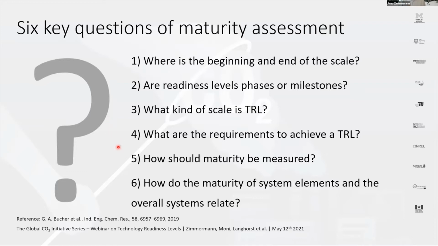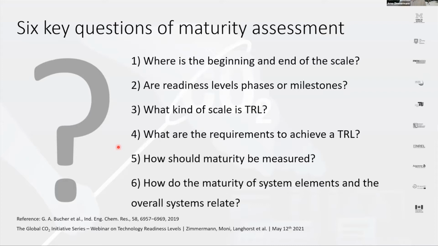What are requirements to achieve a TRL? And also the next question, how should maturity be measured? This is interesting because there's a lot of discussion about that, and we've seen it a few times in industry projects where the funding organization thought this technology is a certain TRL, and then the applicant thought it was a different TRL, etc. So it really boils down to what are the requirements and how is it measured? And for that, it makes sense to agree upon or to propose a certain set of criteria and indicators.